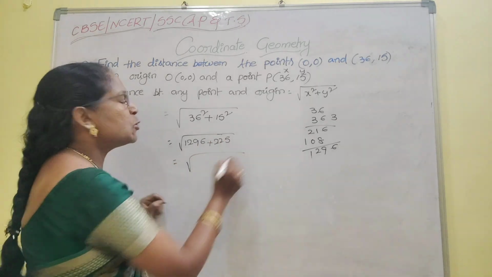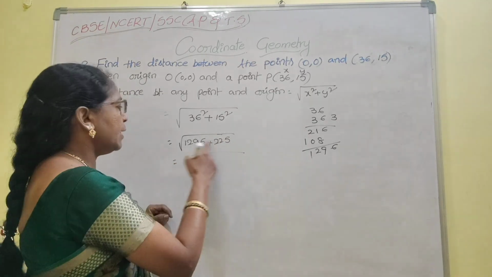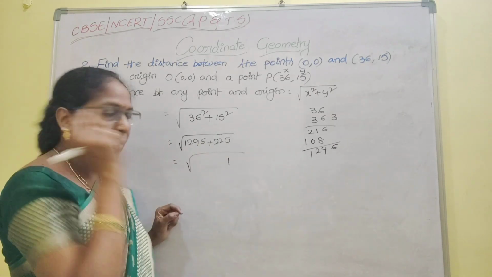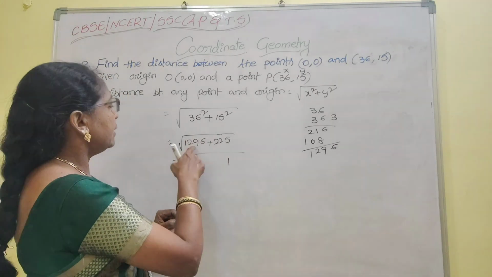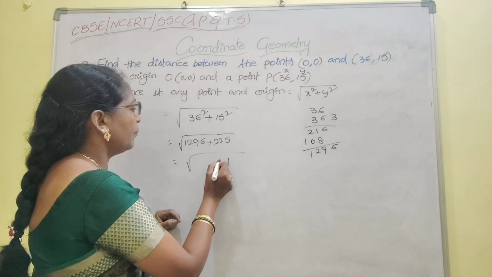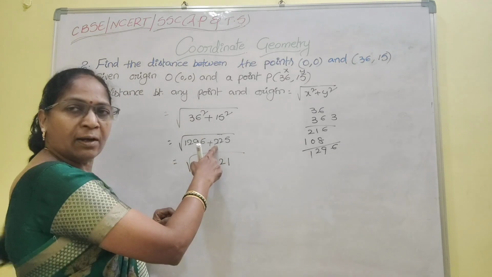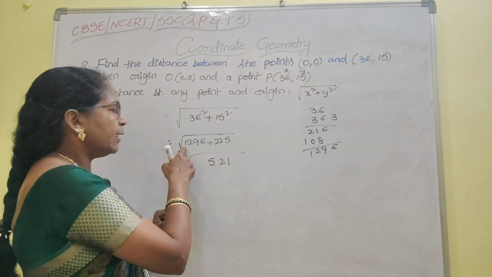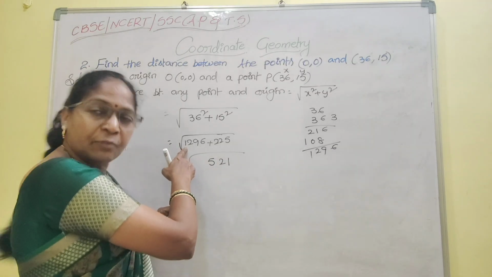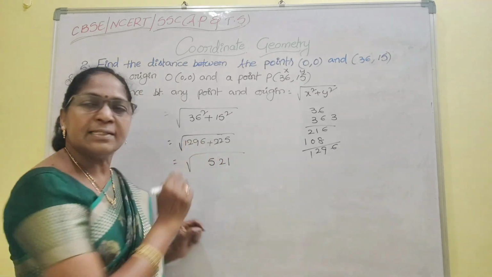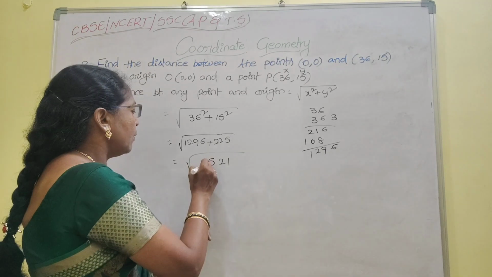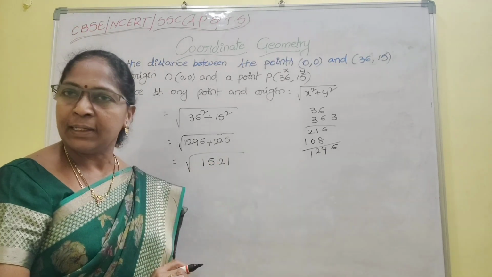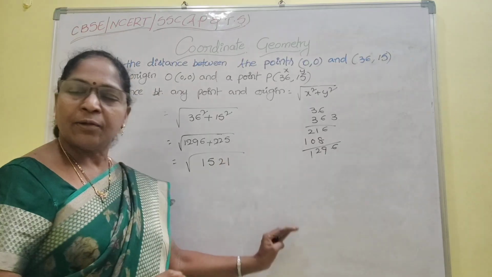Now add these two values. Directly you can add, unit digit you should add. 6 plus 5 equal to 11, 1 keep in mind, 1 plus 2 is 3, 3 plus 9 is 12, 1 keep in mind, again the third digit, 1 plus 2 is 3, 3 plus 2 is 5, again in the fourth digit is 1, here any other digit not there, so directly you write 1. 1521, what is the square root value of 1521? So you have to find out.